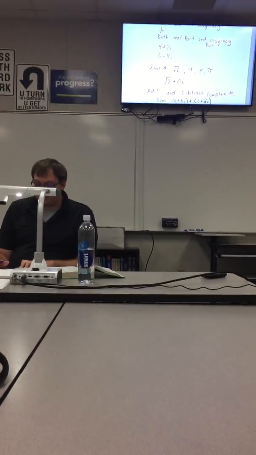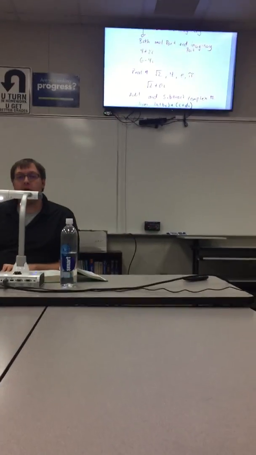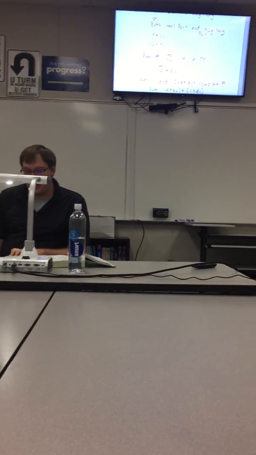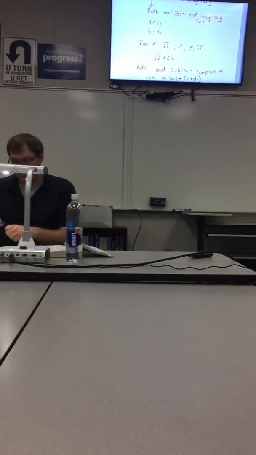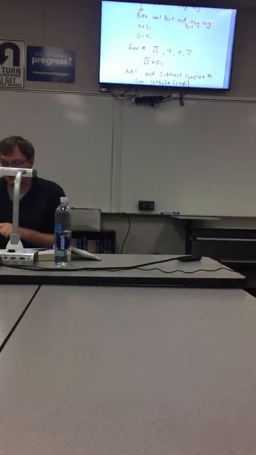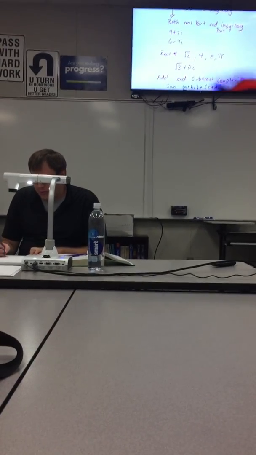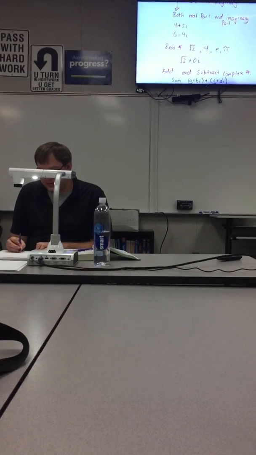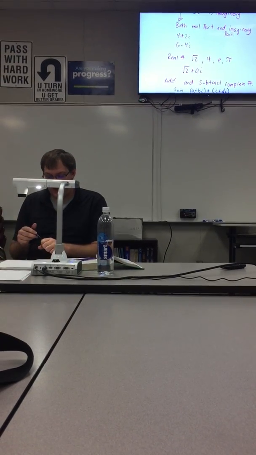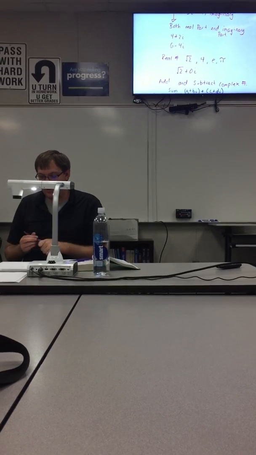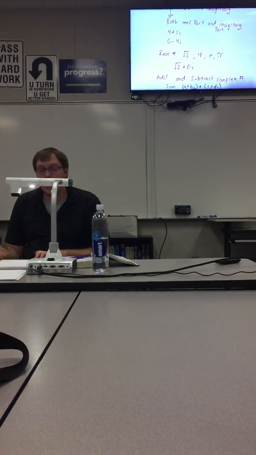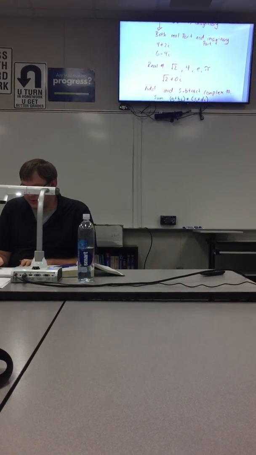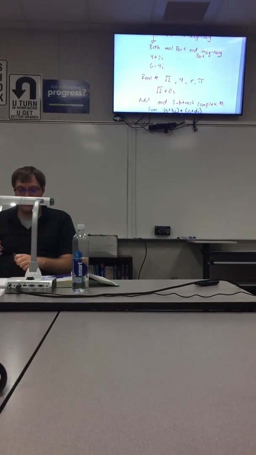So to add complex numbers together, all you have to do is add the two real parts. Remember, the real parts are the parts without i's attached. So it would be a plus c. And to find the imaginary part, all you have to do is add the imaginary parts: b plus d, and attach an i.